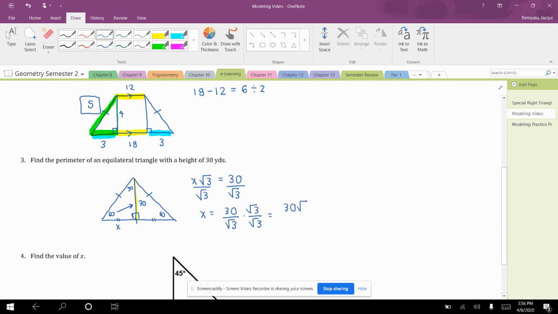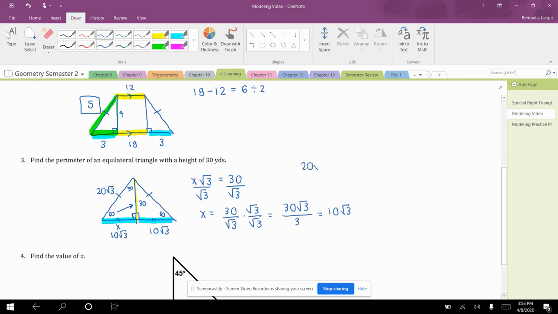When you multiply straight across, that would be 30 root 3 on the top. Square root of 3 times the square root of 3 is 3. And 30 divided by 3 tells us that that would be 10 root 3. So now that's just this little piece right here. Okay, that is not the whole side to help us find the perimeter. But like I said, that side is being bisected. So if that's 10 root 3, so is this. So put those two together, and that means that each side is 20 root 3.